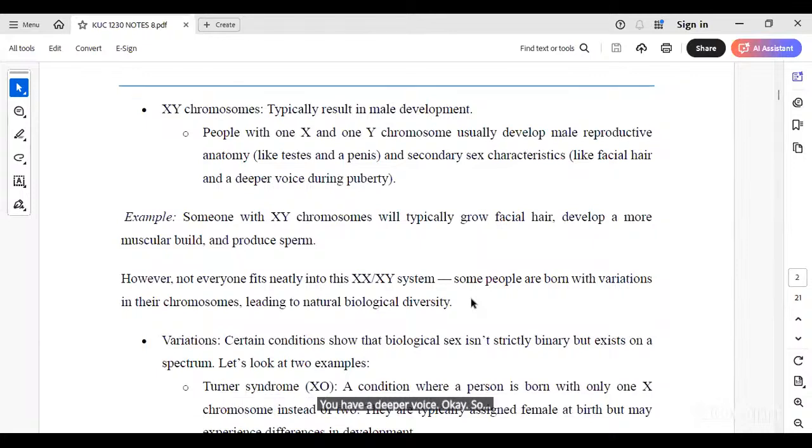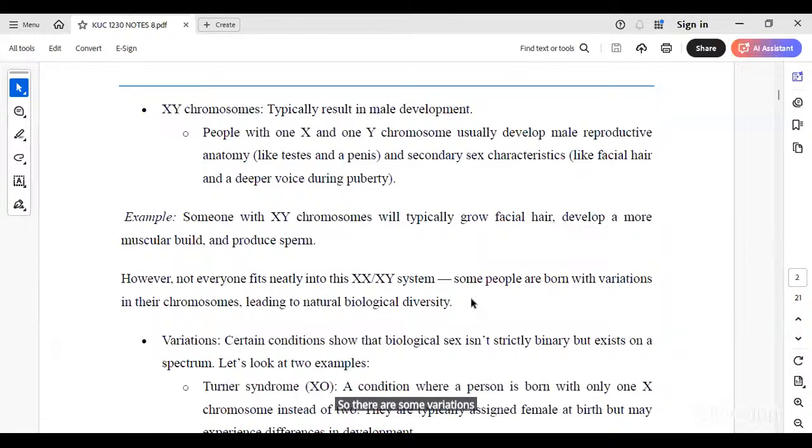So it means in terms of biology, in terms of chromosomes and genetics, we can ascribe your sex on the basis of which chromosomes you carry. When you have an X chromosome and another X chromosome, you are likely to develop female characteristics. When you have an X chromosome and a Y chromosome, then you are likely to develop male characteristics. So usually the problem with the use of chromosomes is there are people who don't fit into the XX-XY system. So there are some variations.